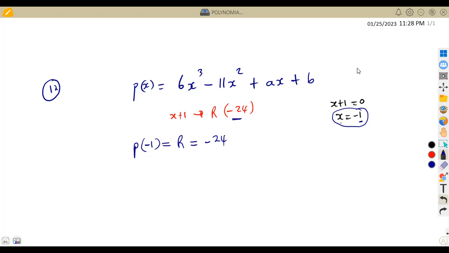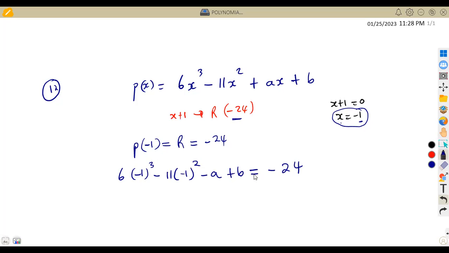If you are dealing with a factor, then it was supposed to give you a 0. Anyway, let's substitute negative 1 in place of x. That means 6 into negative 1 to the exponent of 3, minus 11 into negative 1 to the exponent of 2, plus ax, of which x is minus 1. So it's going to be minus a, plus b, is equivalent to the remainder, which is negative 24.